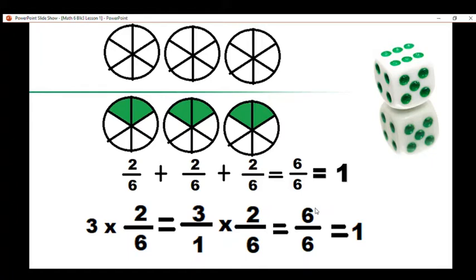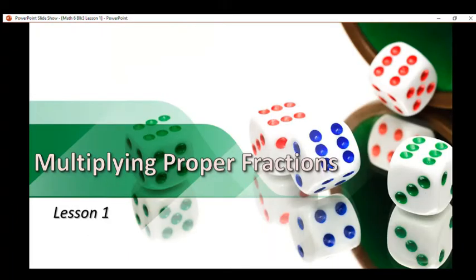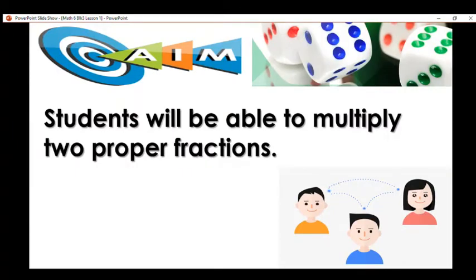So today we will tackle multiplying proper fractions in your block 3 lesson 1. Now I want you to get your notebook and copy our aim for today. Students will be able to multiply two proper fractions.